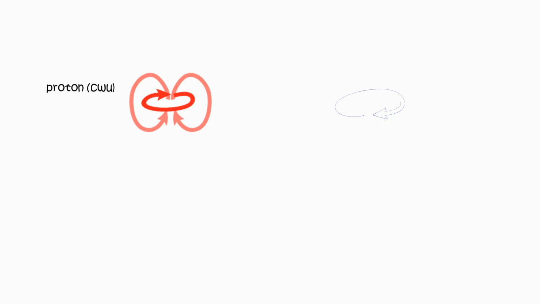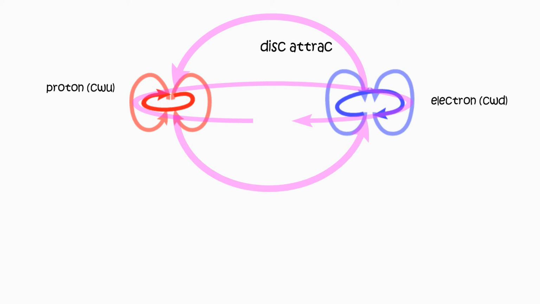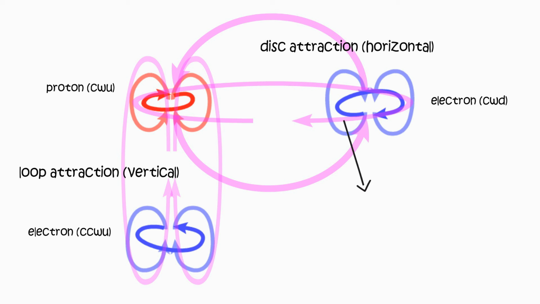Attraction. Clockwise-up proton, clockwise-down electron can connect horizontally by forming disk and loop belts, feeding on each other's momentum and recreating each other closer. Clockwise-up proton, counterclockwise-up electron can connect vertically by forming loop belts and disk vortices and recreate each other closer.